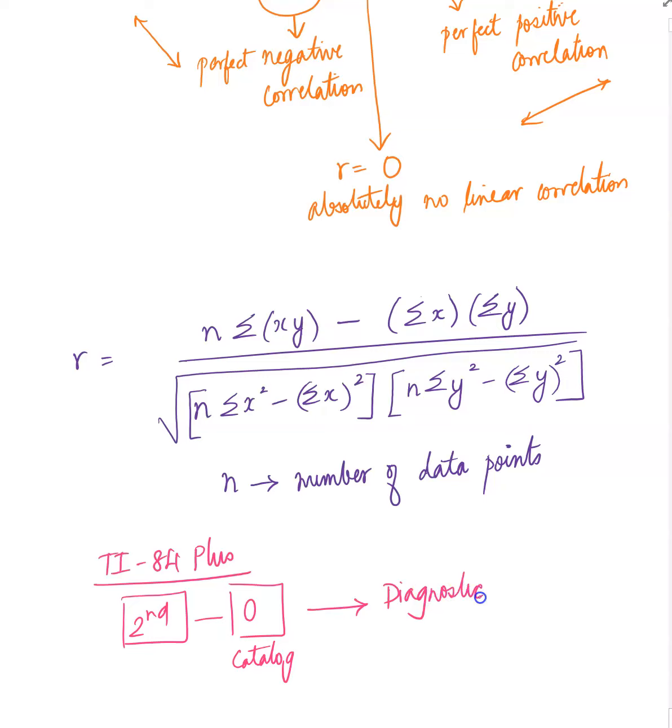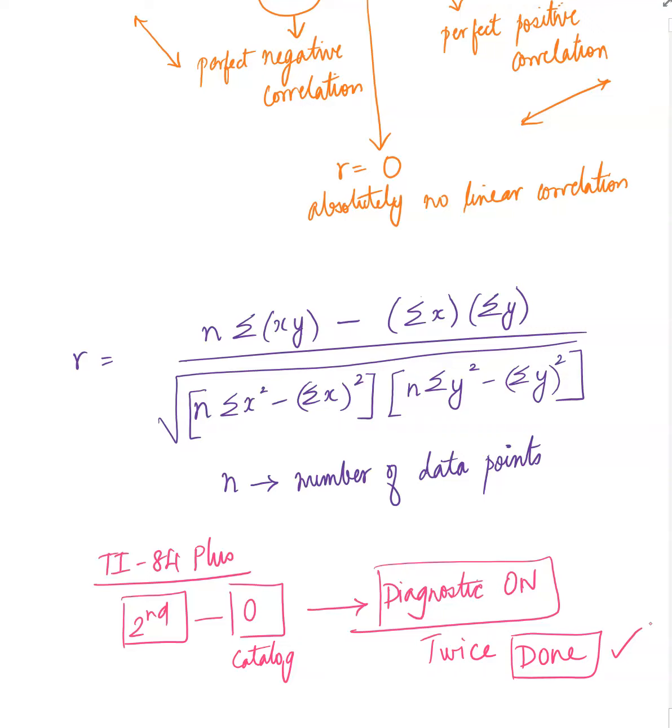Diagnostic on. So click on that, and then it'll take you to another screen. Hit again, and it will say diagnostic on done. Okay. So if you do it twice, it will say done. That means you have turned it on. This would allow you to begin to see other features, like you will see the r and all that in your calculations when you do linear regression calculations.